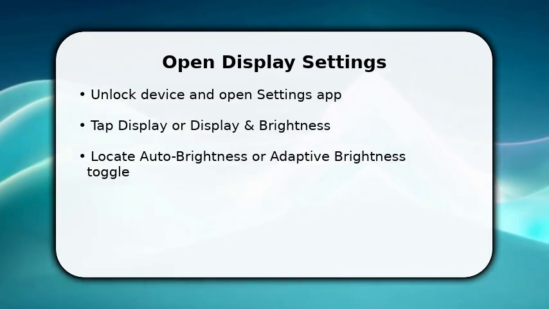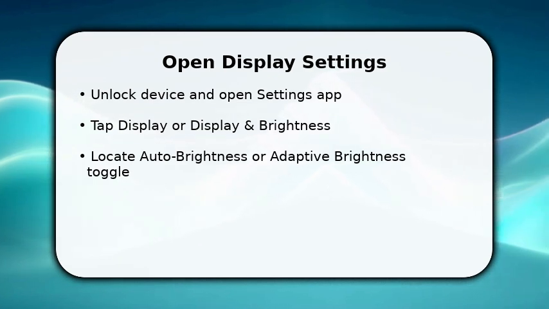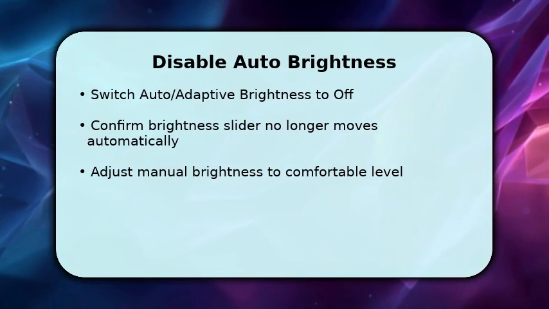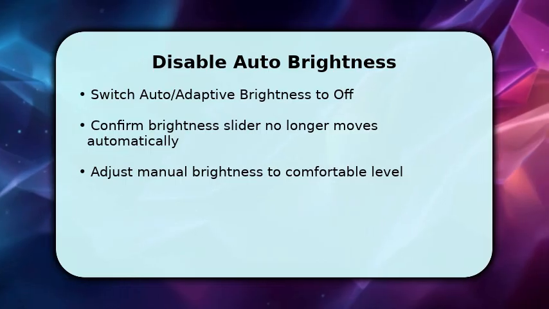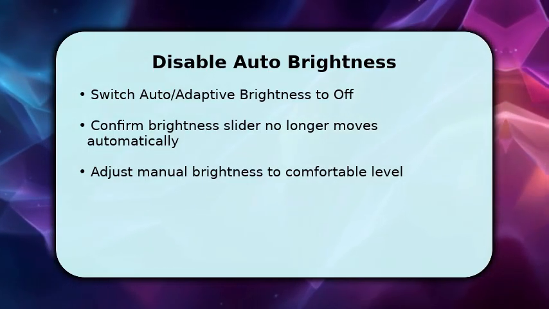Make sure your screen is visible under current lighting so you can confirm the toggle state before proceeding to disable it. You now flip the toggle to turn off automatic brightness. This stops the OS from changing brightness without your input. On some phones, it's labeled Adaptive Brightness. Turn it off and then tweak the brightness slider manually so you set a baseline.